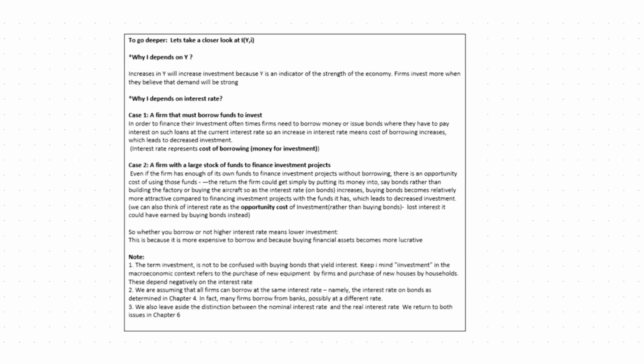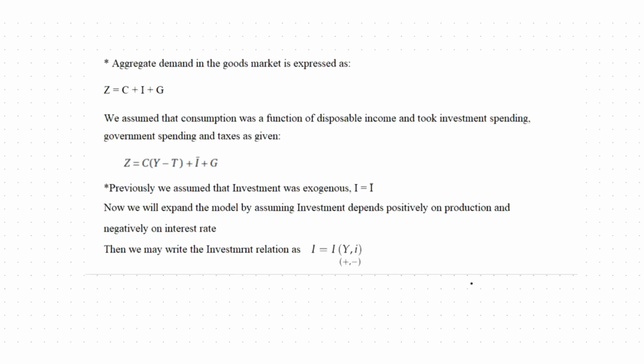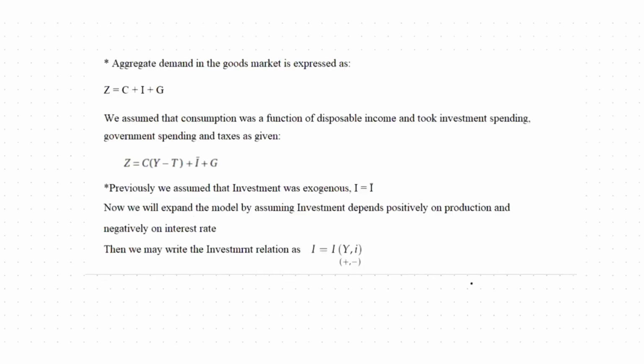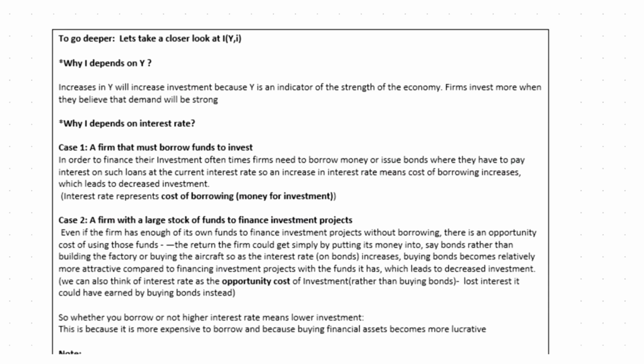So we're saying now instead of assuming investment is exogenously given, we're assuming it depends positively on Y. So let's first look at why investment depends positively on Y. Increases in Y will increase investment because output is an indicator of the strength of the economy. Firms invest more when they believe demand will be strong, and hence we see this positive relationship between I and Y. Now, why does investment depend upon interest rate? Where we saw there's a negative relationship.